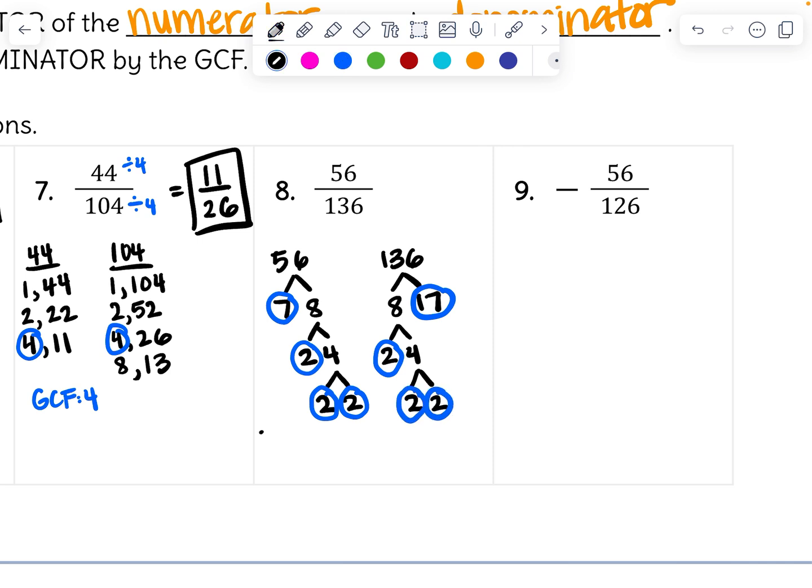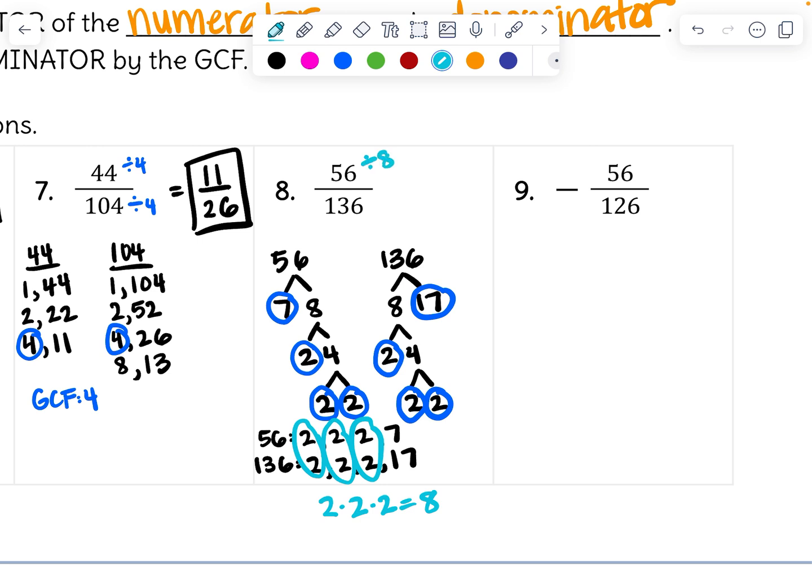Now I'll make my list. So for 56, I have 2, 2, 2, and 7. And for 136, I have 2, 2, 2, and 17. So they have in common 3 2s. So 2 times 2 times 2 is 8. That's my GCF. So I will divide the numerator and the denominator by 8, which gives me 7 over 17.